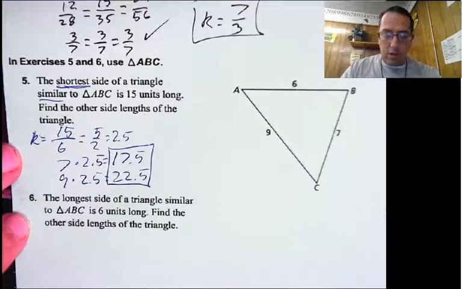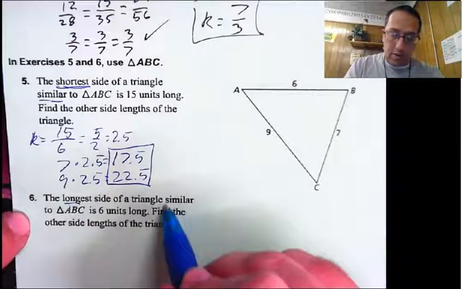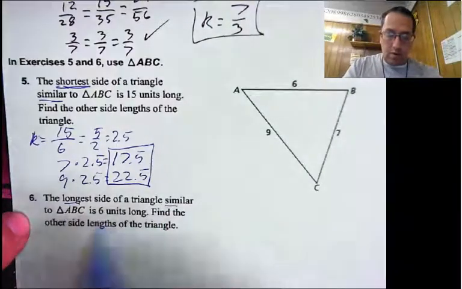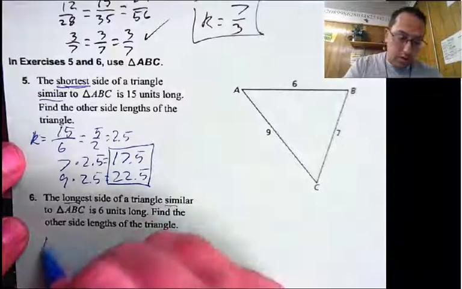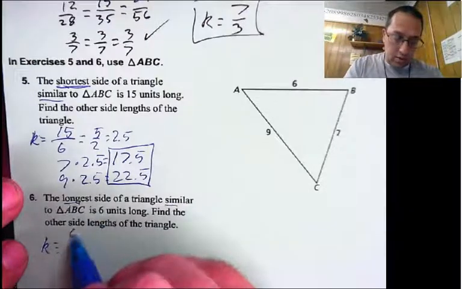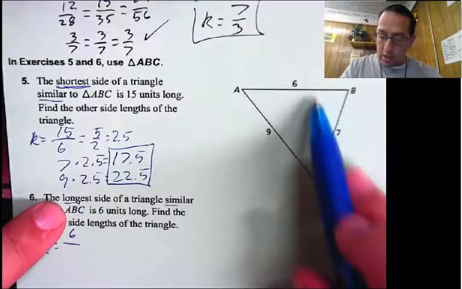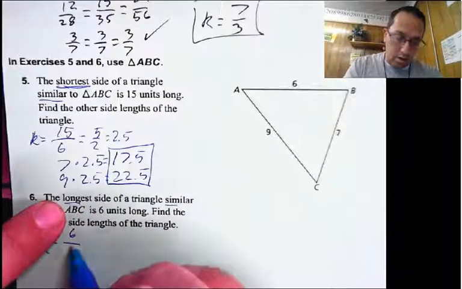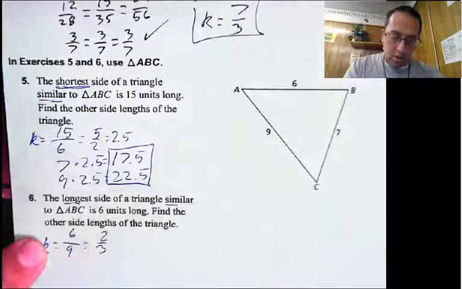Now I have the longest side of a triangle similar to triangle ABC, and that's 6 units. So this is the longest side. My triangles are similar, and we have 6 units long. We need the other side lengths, so we're going to do the same thing. First, we need to come up with the scale factor. My new one is 6 units long. My old one, what do I start with? This is the longest side, so that's going to be the 9. And so that is 2/3.